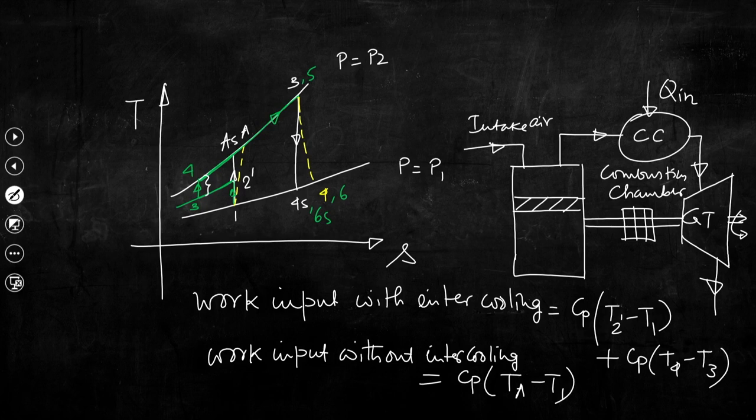Also, you can see from this TS plane that these two lines diverge as we move from left to right. So, hence this Ta minus T2 prime is certainly greater than T4 minus T3, hence it is easily perceptible from this diagram that work input with intercooling unit should be less than work input without intercooling. Now, question is, this is okay. Now, as we have discussed in the last class, what would be the work ratio?